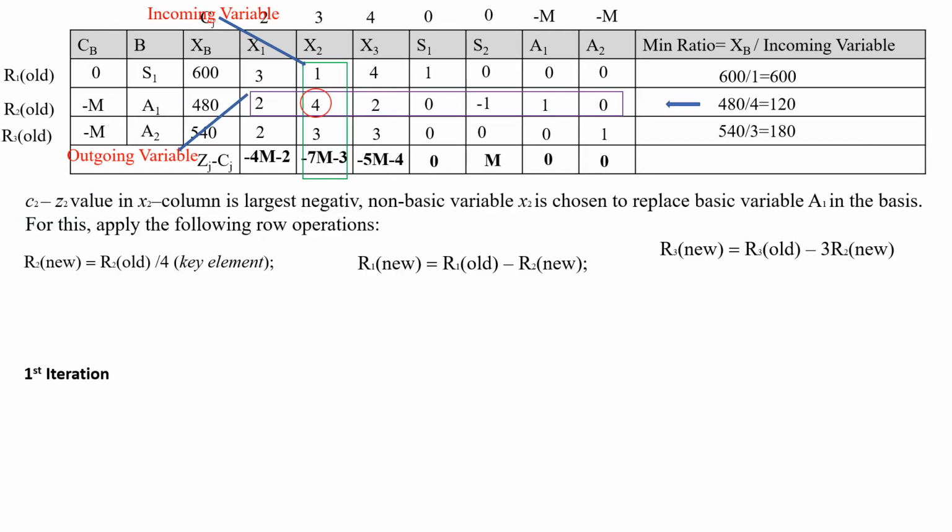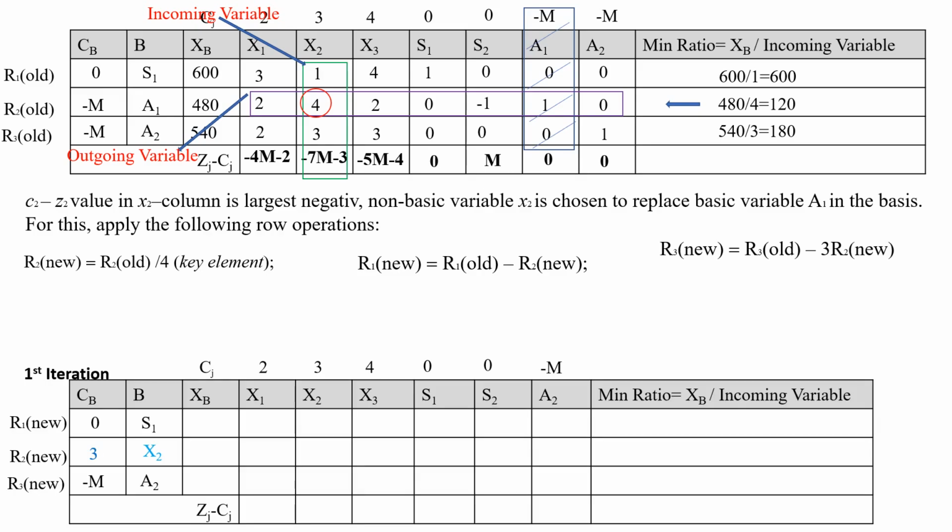This is the old simplex table. From the reference of this table, we have to construct the first iteration simplex table. First we have to write the incoming variable X2, which has replaced the outgoing variable A1 in the basis B, and its coefficient is the 3, which has to be entered in the CB. Moreover, we have to remove the outgoing variable A1 column in the first iteration table. Here Cj values are the same as the initial simplex table, and its values are 2, 3, 4, 0, 0 and minus M.